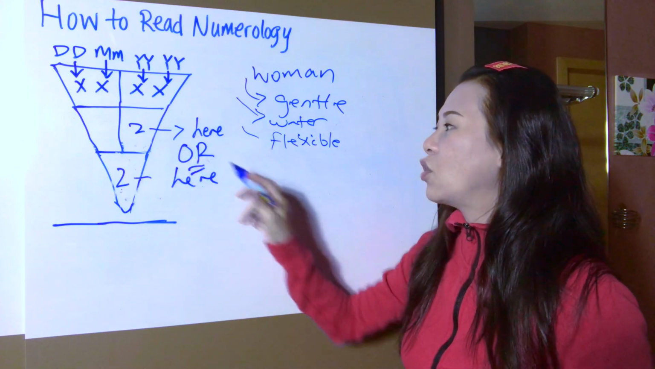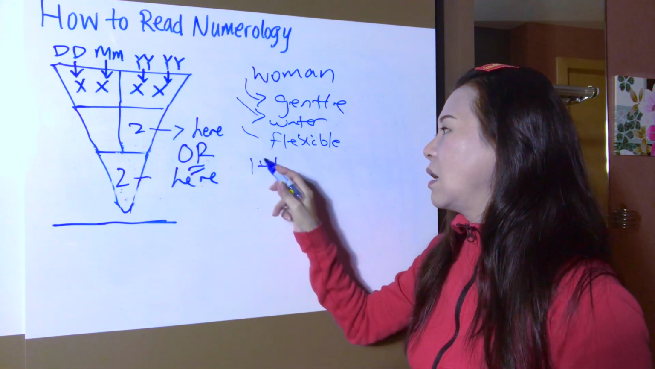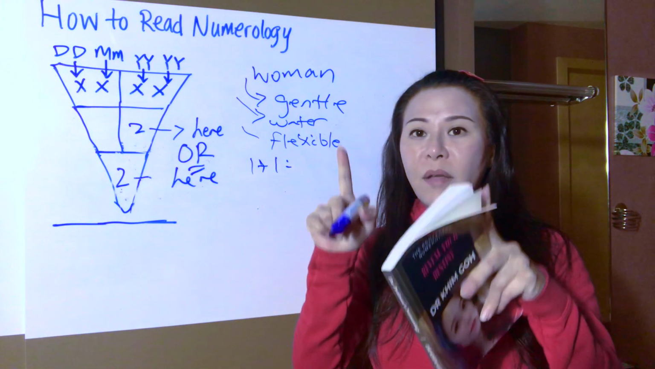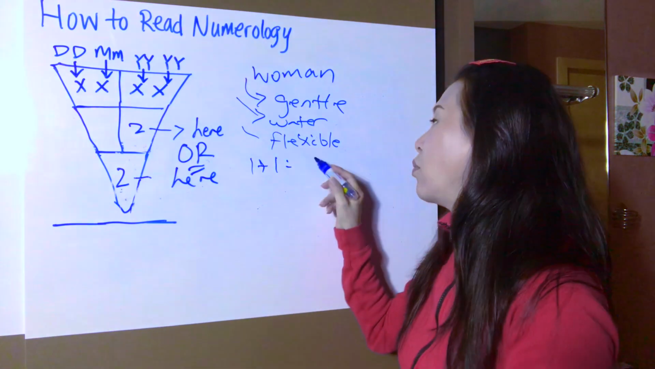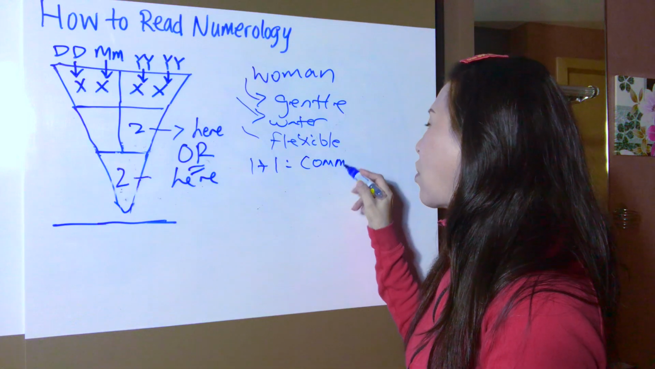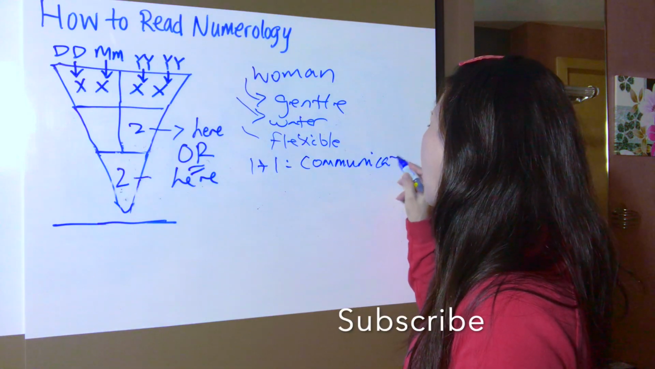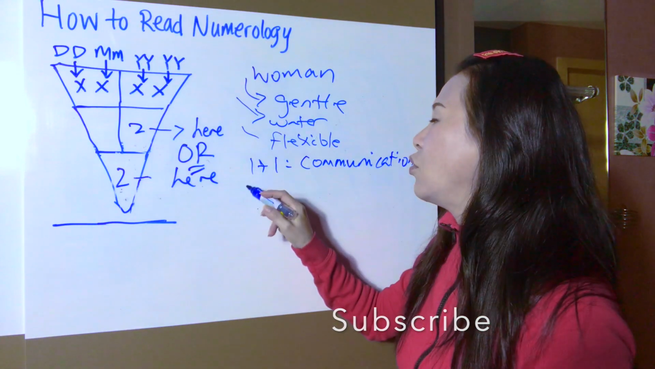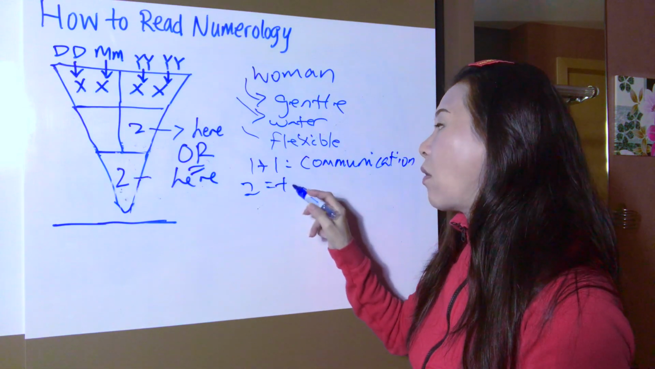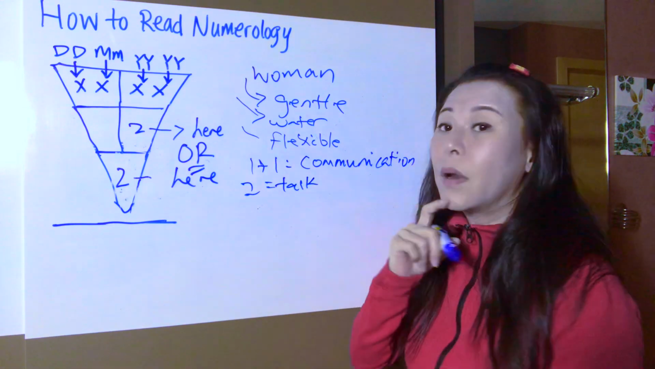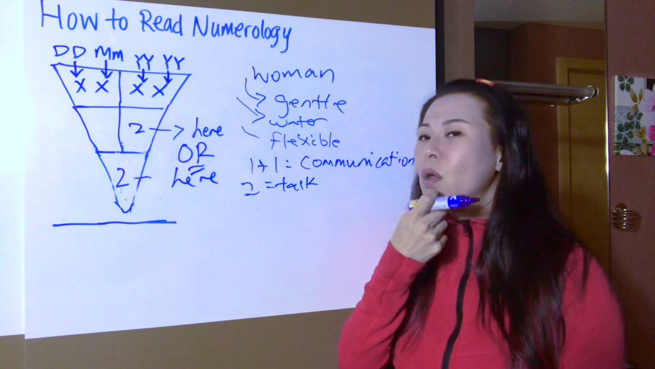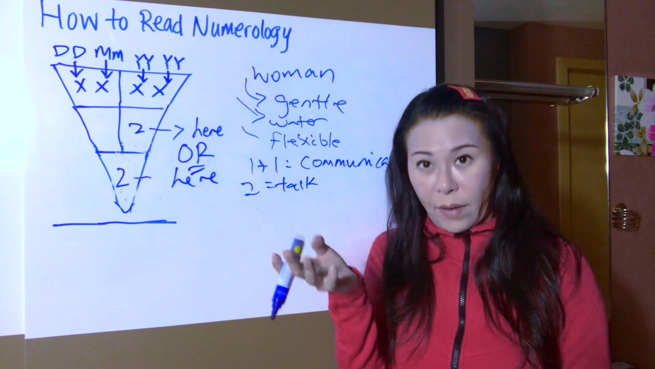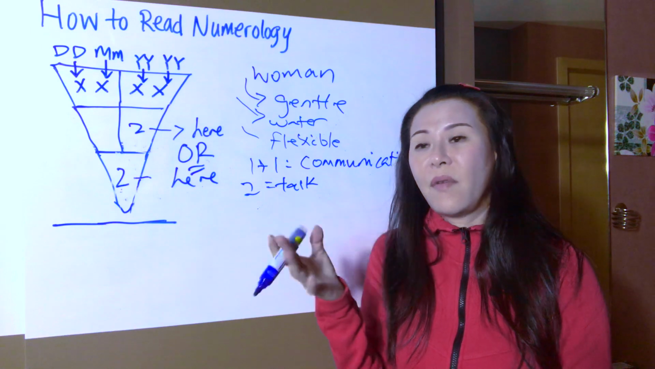For 2, you can see 1 plus 1 is 2, right? So 1 and 1 means one person facing another person. It means communication, right? It means talking, correct or not? So usually people with 2 can talk, they can negotiate. But they may not be as independent as 1. 1 is very independent.